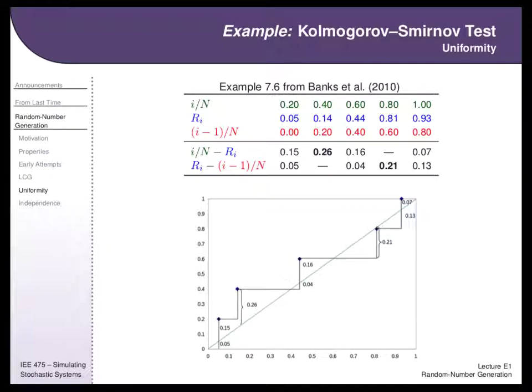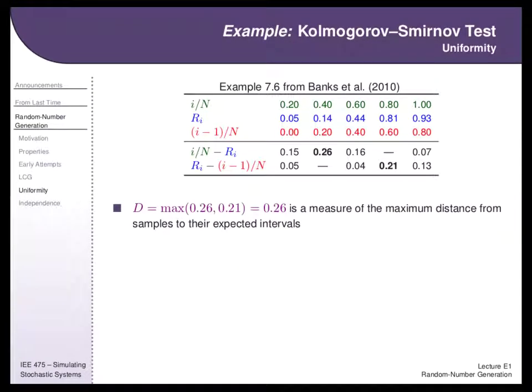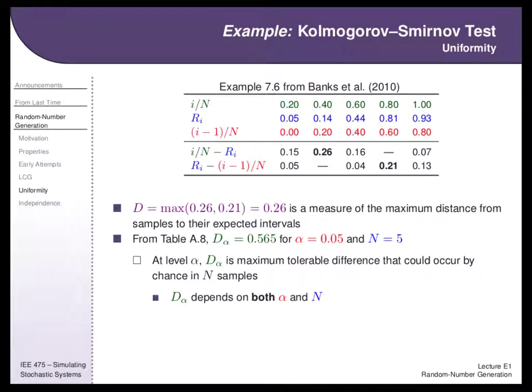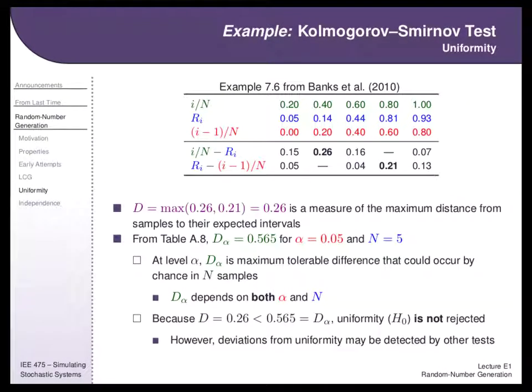And then you bring together the largest of the largest differences, and that becomes your D statistic, which you compare to table 8.5. In this case, the degrees of freedom are the actual number of data points, and the alpha is the alpha that I give you, so 0.05. For this, the critical value is 0.65, the D value is 0.26, and again, you can think of D as a difference. This is not big enough, and so we do not reject uniformity, but that might still mean that we can detect deviations in other tests.